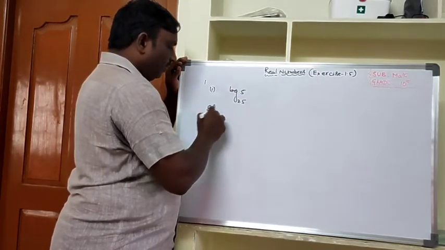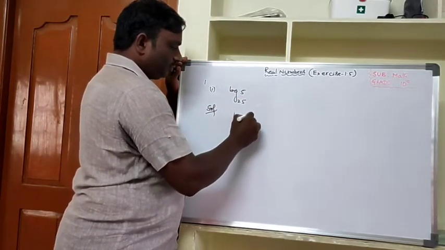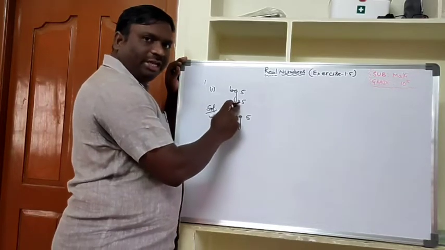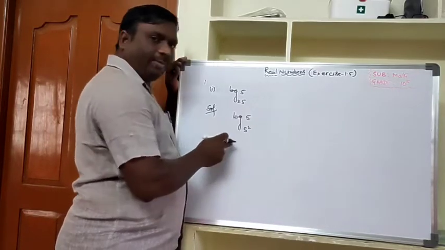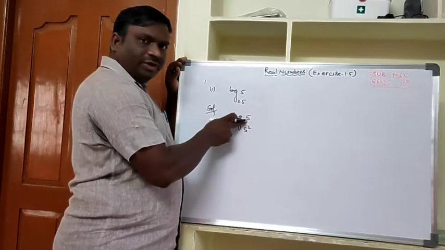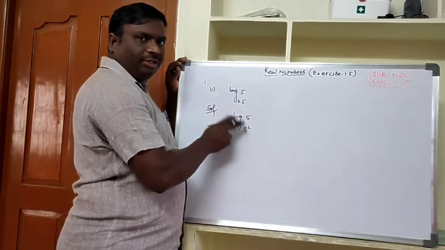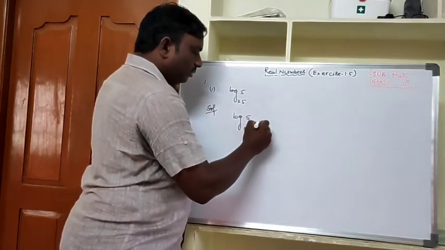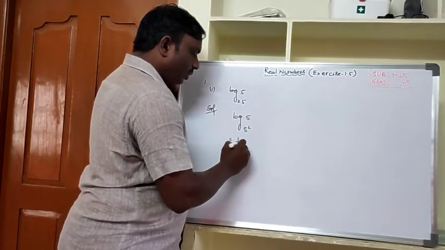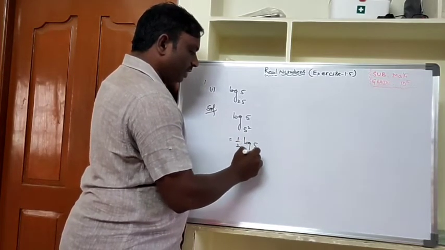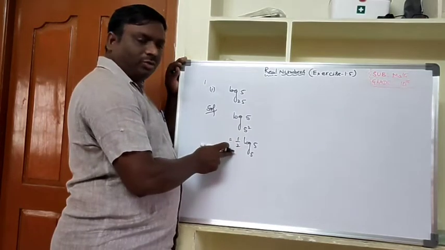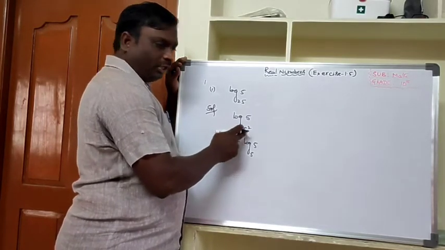When you want to find the value of this one, log 5, this 25 can be written as 5 square. Why am I writing 5 square? Here the value is 5, so it is better to write the base value with 5. Then this can be written as 1 by 2 into log 5 base 5. How can we write 1 by 2? This is the power rule.